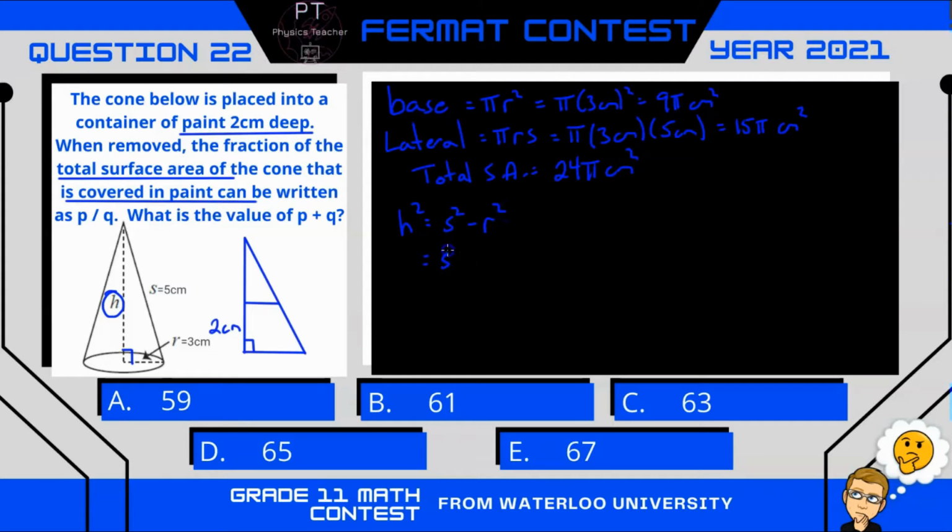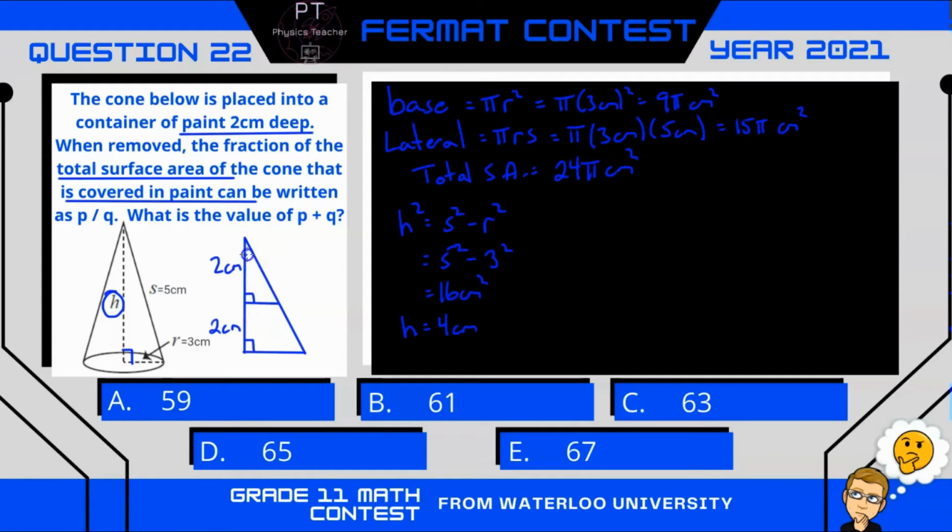And so we have 5 squared minus r, which is 3 squared. So that would be 25 minus 9, which equals 16 centimeters squared. Take the square root of both sides, and we get h equal to 4 centimeters. That means this is perfectly split in half, 2 centimeters and 2 centimeters.